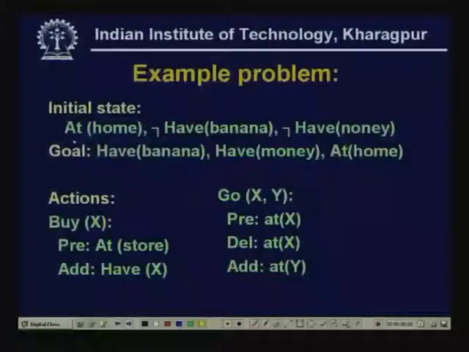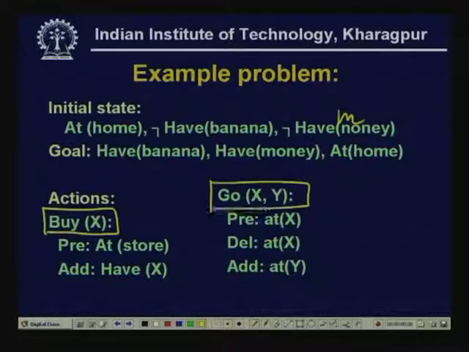So, let us look at an example problem. Suppose the initial state is described by at home, not have banana, and not have money. The goal is have banana and have money and at home. The actions available are buy X, whose precondition is at store and add list is have X. The other action is go X Y, whose precondition is at X, delete list is at X, and add list is at Y.